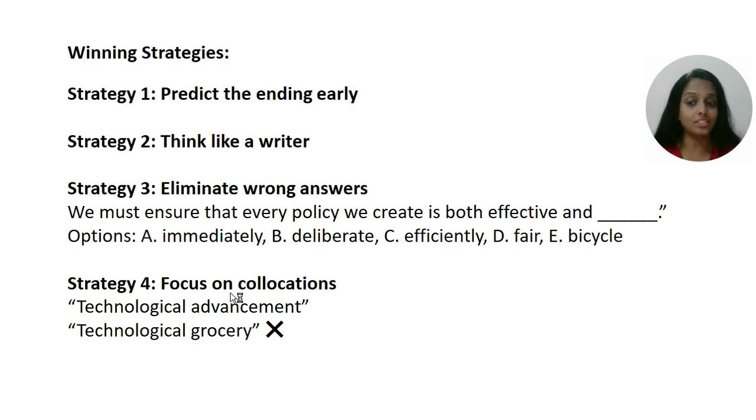The fourth strategy is you need to focus on collocations. That's very important, right? Does the phrase sound natural? Say, for example, technological advancement, it goes with those words, right? But if you're saying technological grocery, no, not correct. So just look for the collocation, whether the word combination sounds natural and has a logical flow.